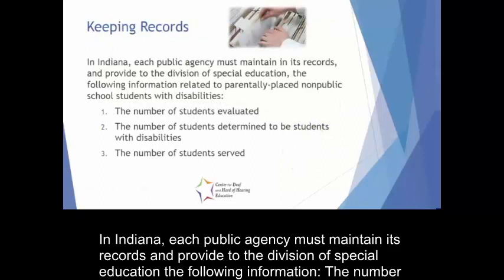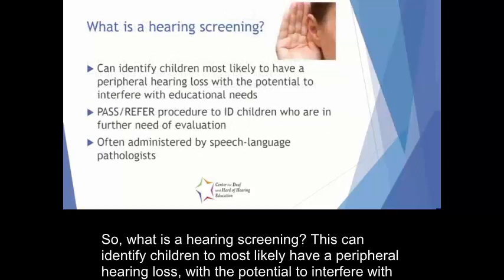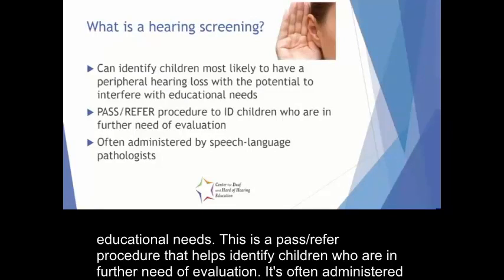In Indiana, each public agency must maintain its records and provide to the Division of Special Education the following information: the number of students evaluated, the number of students determined to be students with disabilities, and the number of students served. So what is a hearing screening? This can identify children most likely to have a peripheral hearing loss with the potential to interfere with educational needs. This is a pass-refer procedure that helps identify children who are in further need of evaluation.